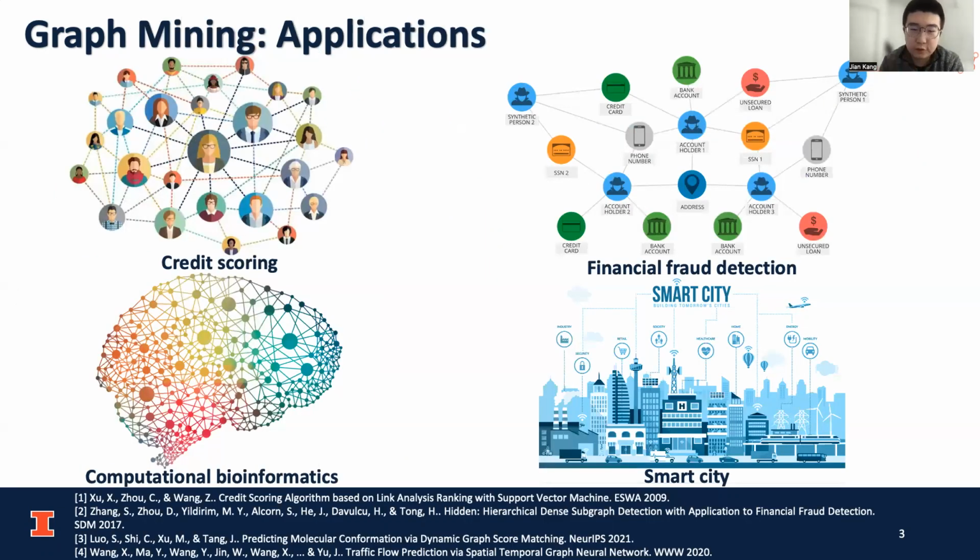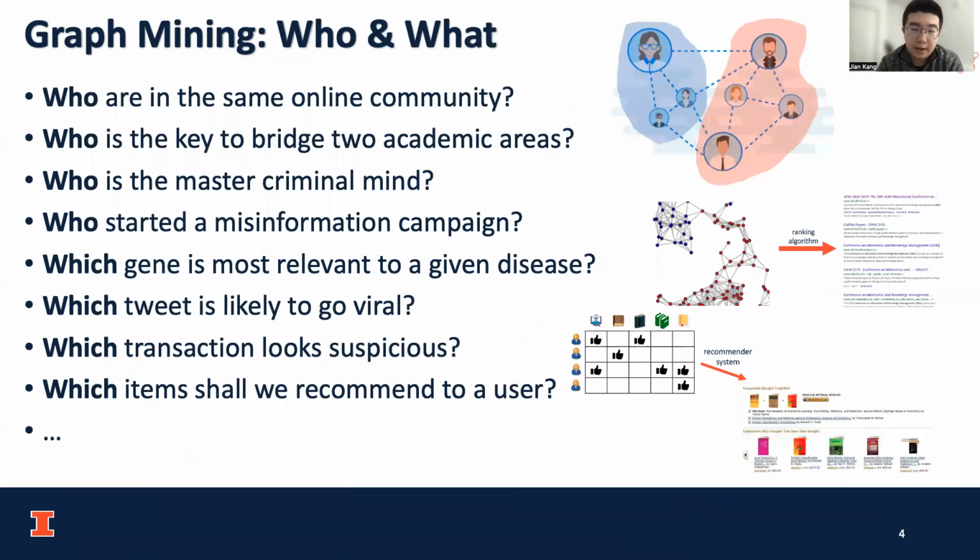Because of the ubiquity of graph data, it is very important to dig out the useful information with graph mining algorithms. In the past decades, many graph mining algorithms have been developed and applied in different application scenarios, such as credit scoring, financial fraud detection, smart city, and so on. In general, most of these graph mining algorithms are designed to answer these who and what questions. For example, what is the most important or most relevant web page with respect to a given user query?